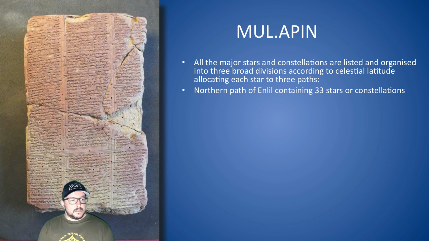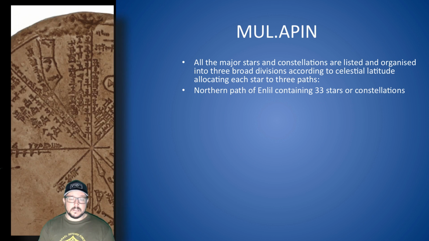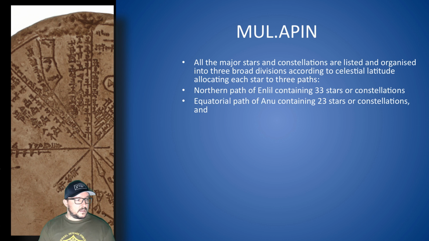The northern part of MUL contained 33 stars or constellations, so they obviously didn't have telescopes, so they don't have as many as the modern day constellations which they've now recorded. The equatorial path of Anu containing 23 stars or constellations, and the southern part of Ea containing 15 stars or constellations.